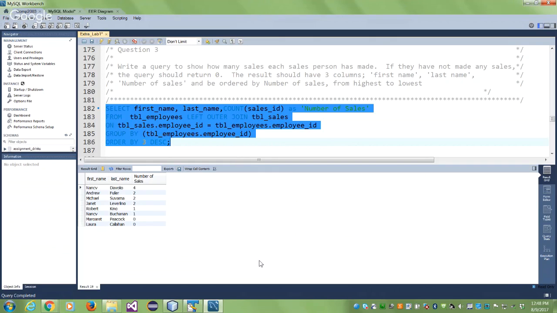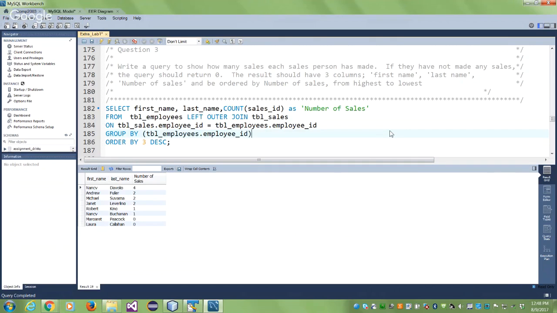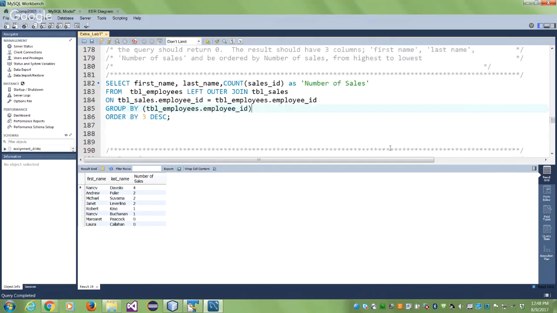You have to be careful. It has to be done on the employees. And I didn't think of it. I have it in my notes, but I didn't think of it when I was doing it. So definitely we need a left outer join.